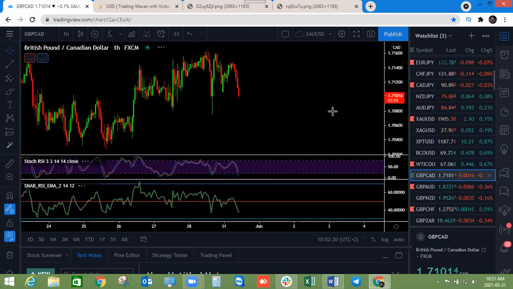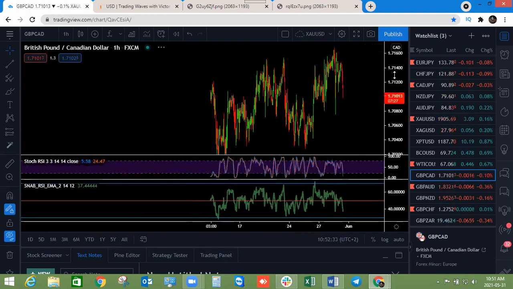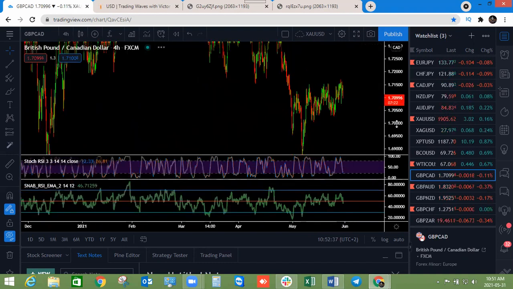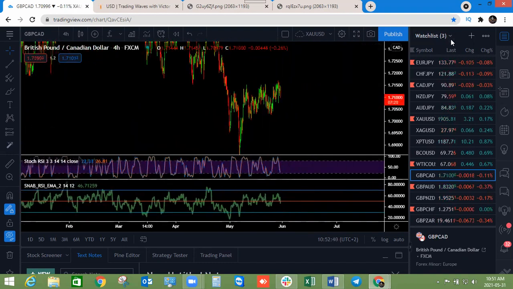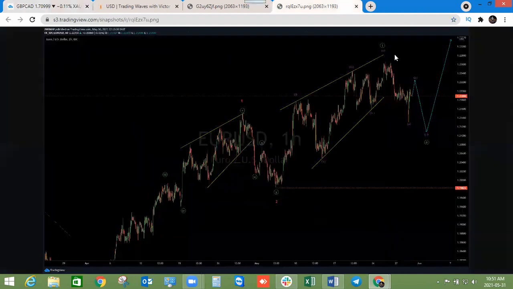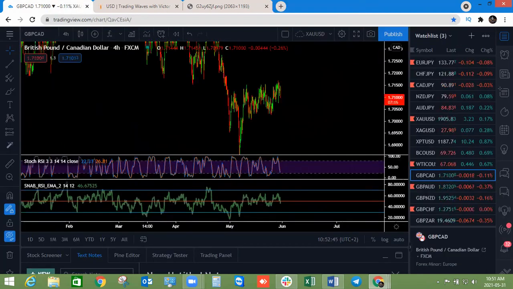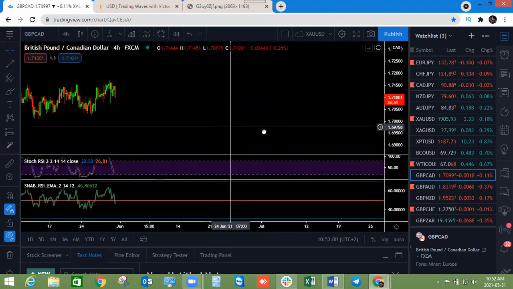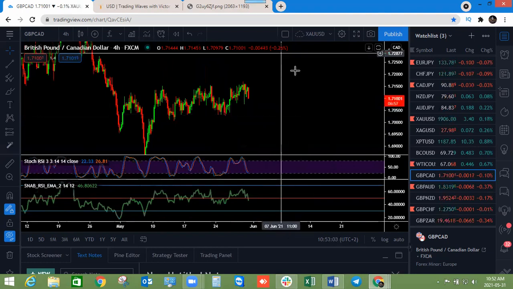Pound CAD. So pound CAD, we were expecting this to go all the way from here. We expected it to go all the way from here and push to the upside. Is that still the view? It is still the view. We're still expecting pound CAD to continue pushing to the upside.